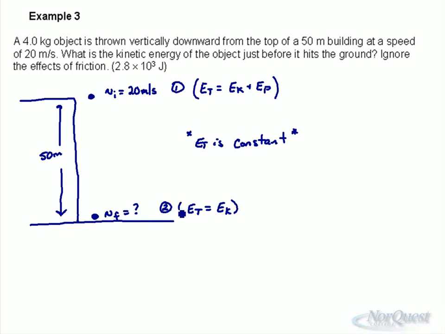So let's work this out. Energy total equals energy kinetic. We have a formula, 1/2 mv squared, and I'm going to use v_i squared, plus energy potential, mgh. We know the velocity, we know the mass, we know the height. Let's substitute everything in.